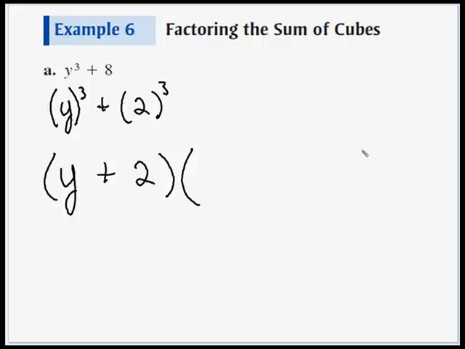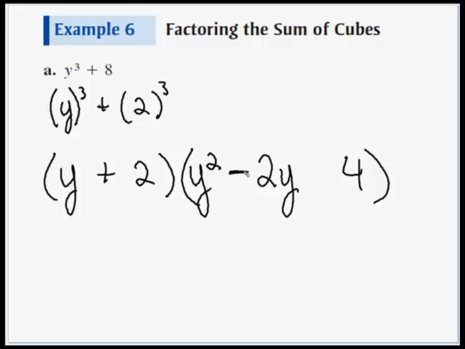And then we set up for the trinomial. First term squared is y squared. Last term squared, 2 squared is 4. Middle term are these multiplied together. 2 times y is 2y. We have a plus here. Flip it to the other one for our first sign in the trinomial. That would be a minus. And the last one is always a plus. Can we factor that any farther? Nope. So we're done with that. See, that's not so bad.